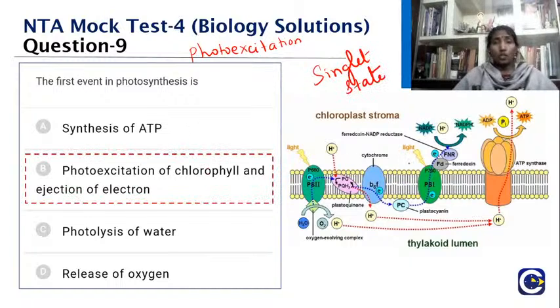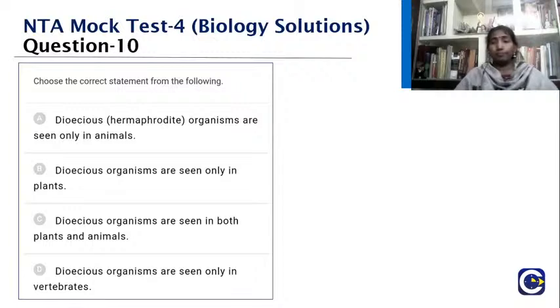So photoexcitation of the chlorophyll molecule and ejection of electrons, that is very important. You have all these steps: ATP is going to get synthesized, there will be photolysis of water and release of oxygen, all that is fine. But the first event, the pilot event, is the photoexcitation of chlorophyll and ejection of electron.